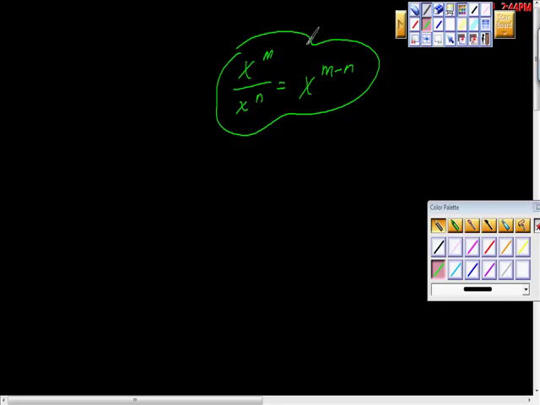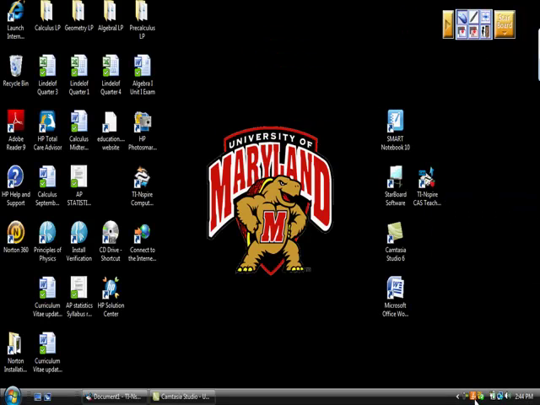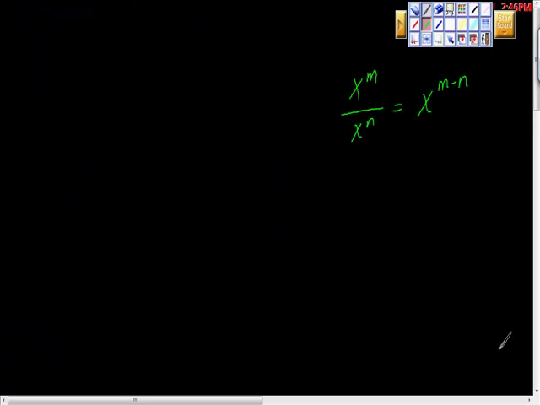But when I... looks like a dog. So x to the m over x to the n is equal to x to the m minus n. We talked about that. I was on a dog picture. Somebody knocked on my door. Sorry. So let's take that as true.